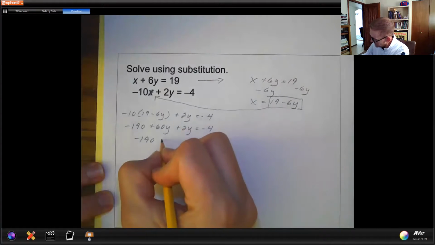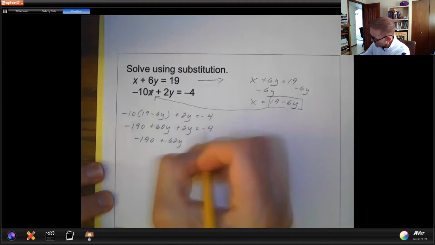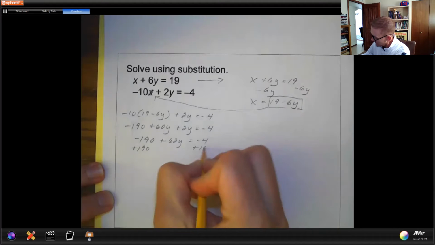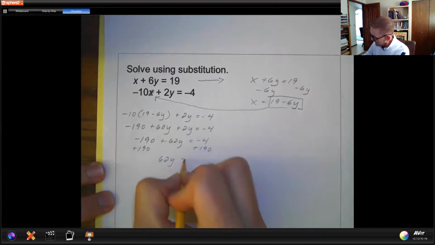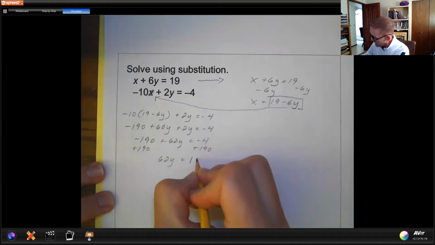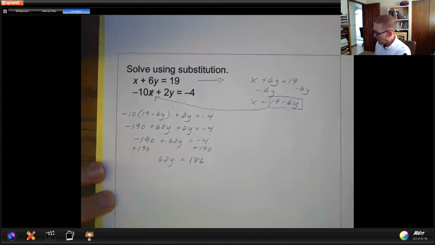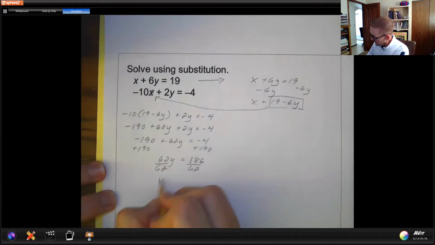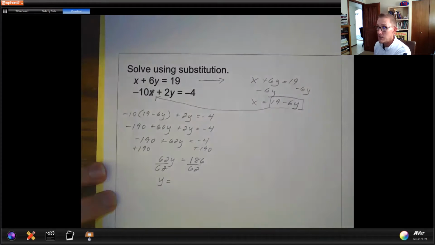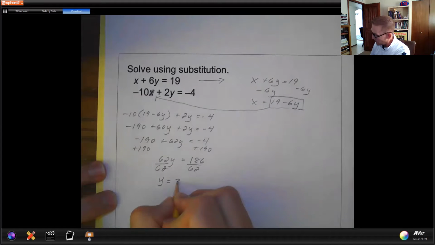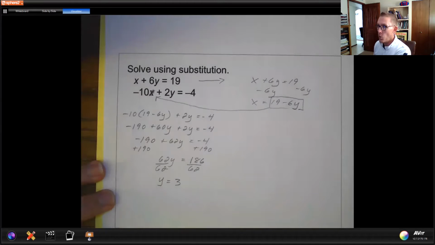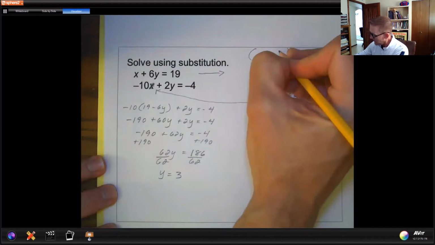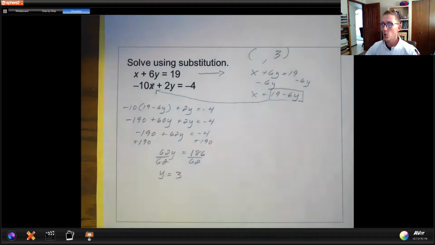-190 plus 62y equals -4. Add 190, equals positive 186. And now I have to divide by 62. 186 divided by 62 is going to be 3. So my y value for this system is 3. So I'm going to take that, I'm going to put that up here. I know the y value for this system.